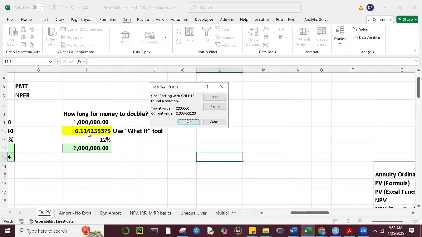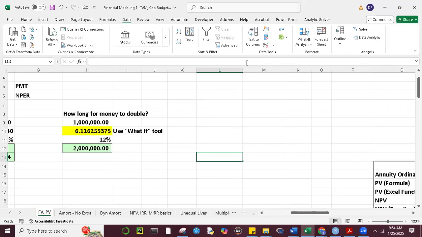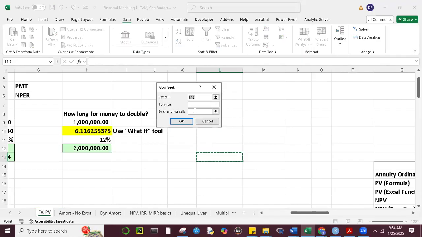It will take us around 6.1 years. Okay, so let me redo that. What-if analysis, Goal Seek. Once again, set cell. What are we going to set? The goal is to make this 2 million, right? 1, 1, 2, 3, 1, 2, 3. By changing what cell? This cell.